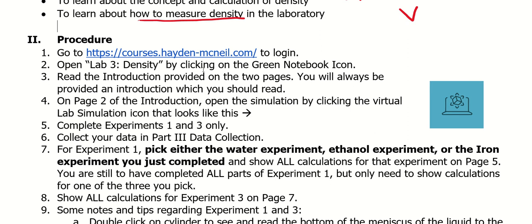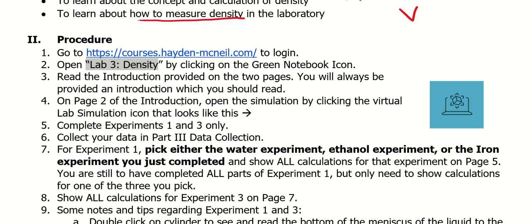and then from there you'll open up your Lab 3. You can open the actual lab site, where the introduction and the lab simulation are available, by clicking the little green notebook icon, or just clicking on the words Lab 3 density. And I'm going to show you how that actually looks on the website in just a second.